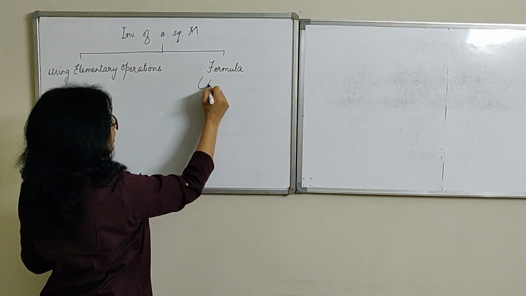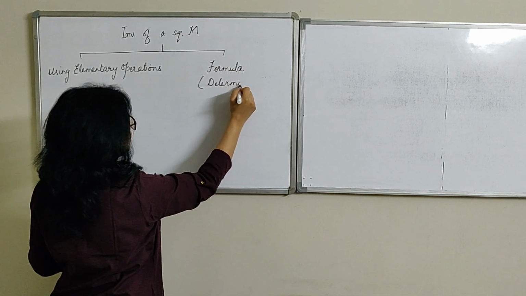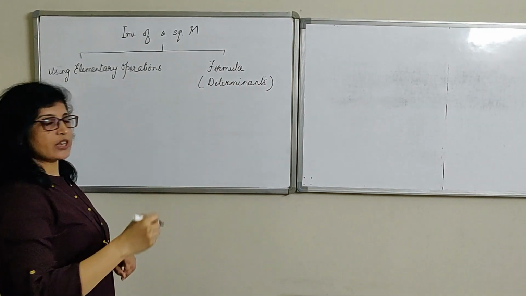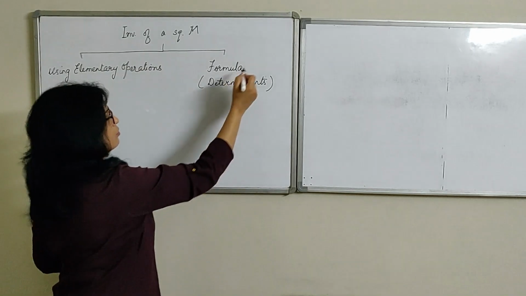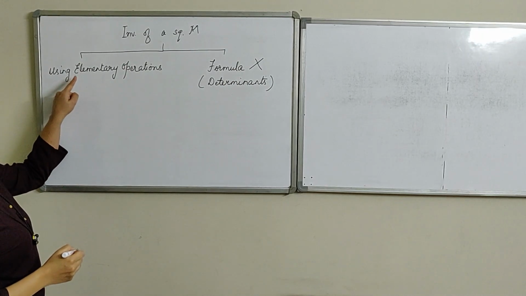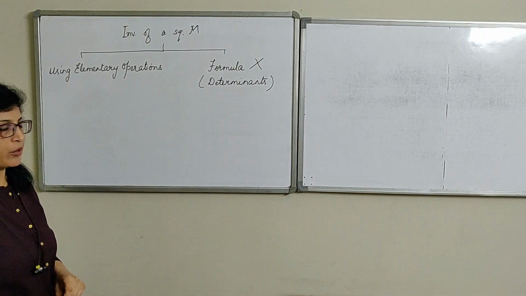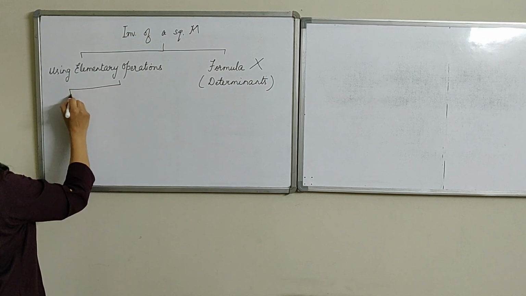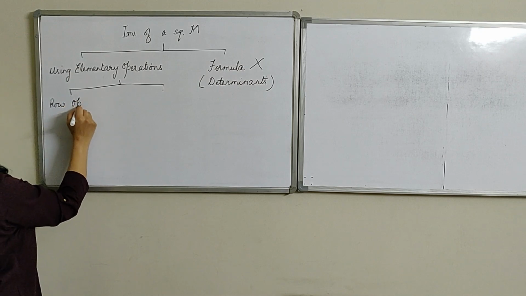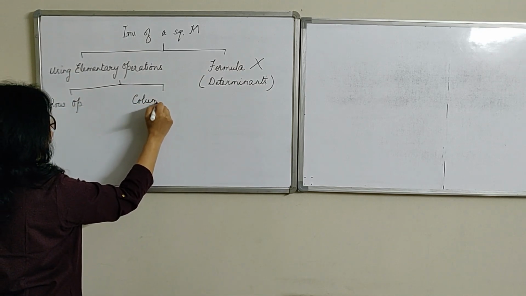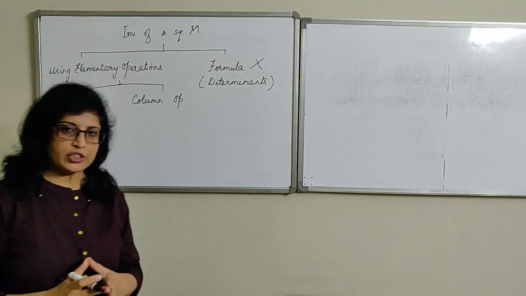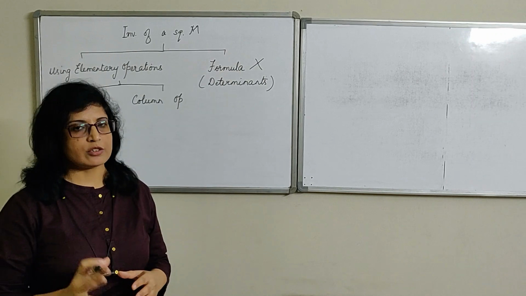This formula is given in the next lesson, that is determinants. So this method of finding the inverse we will study in the next lesson. So this is what we are not discussing right now. We are focusing on one of the methods, that is using elementary operations. There are two kinds of elementary operations defined for a matrix: row operations and column operations. There are three kinds of row operations and three kinds of column operations possible.